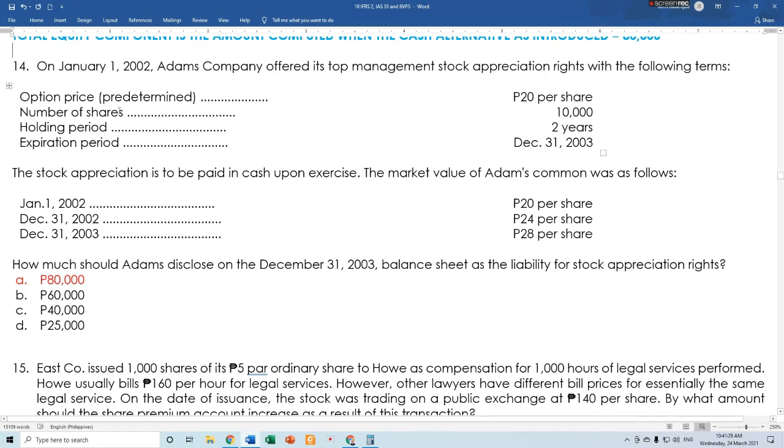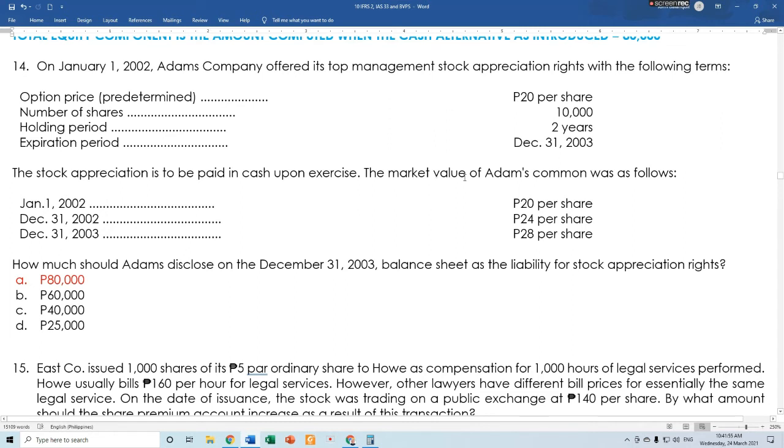Okay, so option price is 20 per share. Number of shares, 10,000. Holding period is 2 years. Expiration period is 20x 2003. So, kung kailan yung vesting niya, vesting date na, dun din ang expiration. So, dapat ma-recognize na agad. The stock appreciation is to be paid in cash upon exercise.